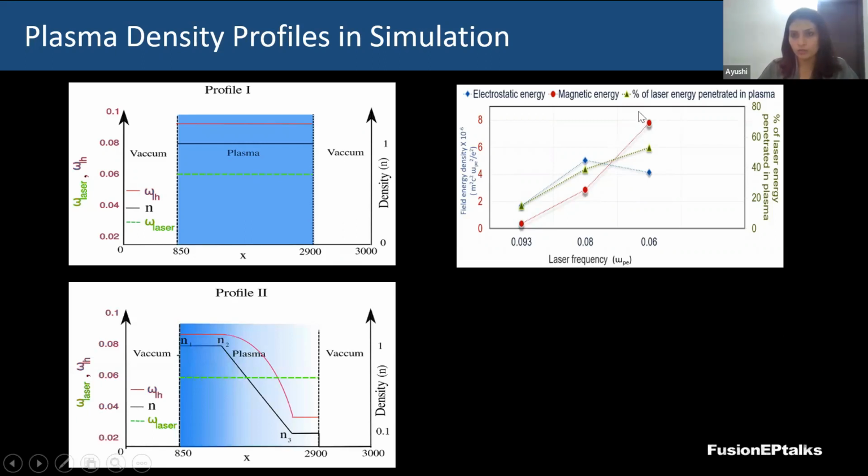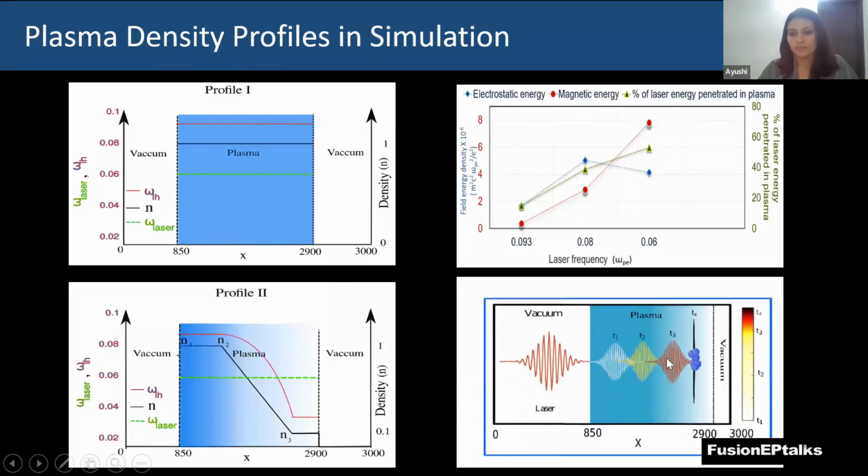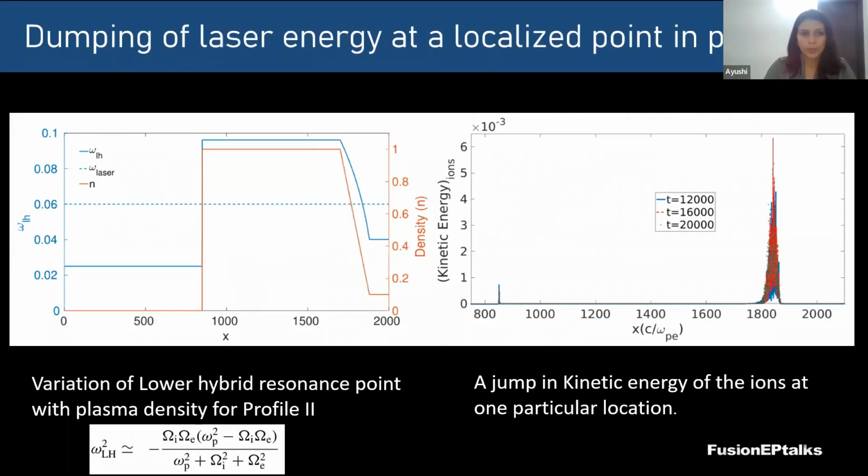Now, to dump all this electromagnetic energy at a particular point in plasma, we choose a density gradient in a way that the laser is initially allowed to penetrate the plasma until it reaches a point where it can no longer propagate inside. So it hits the resonance value, and beyond the resonance value, the laser would encounter a forbidden band. So the laser would not be able to penetrate far inside plasma. That's where all the electromagnetic energy converts into electrostatic oscillations and then further into kinetic energy of ions.